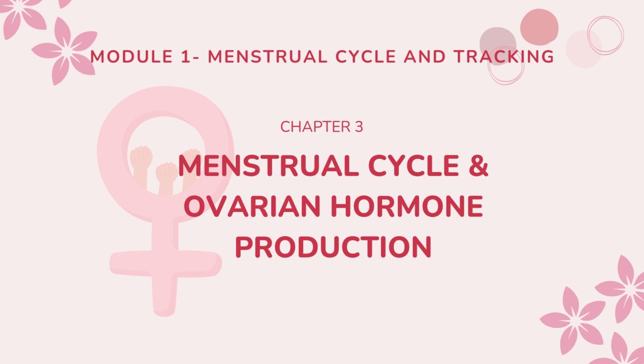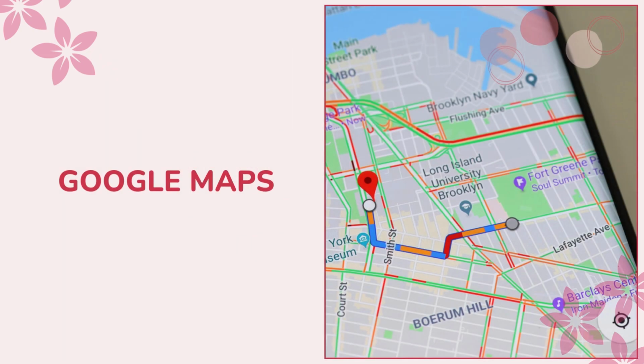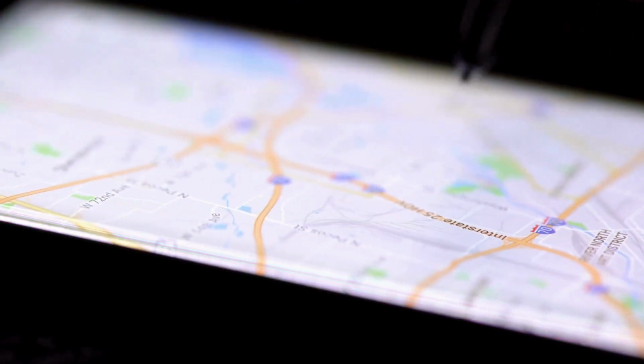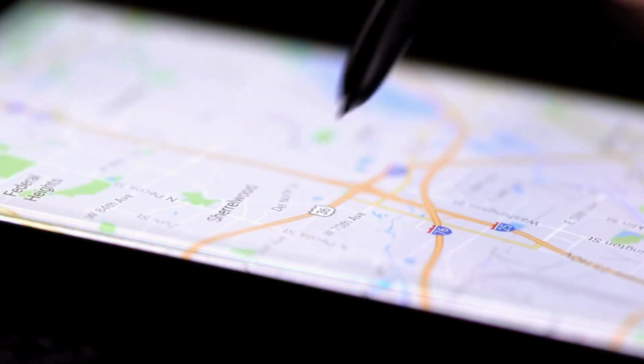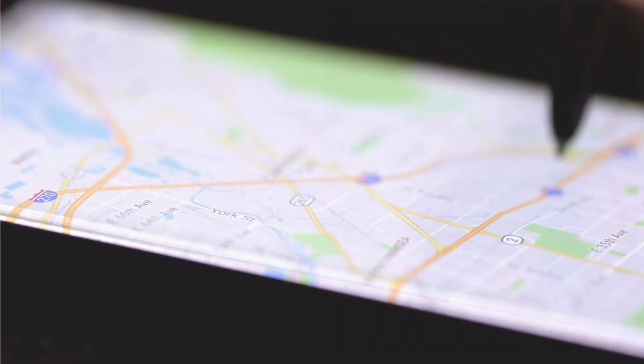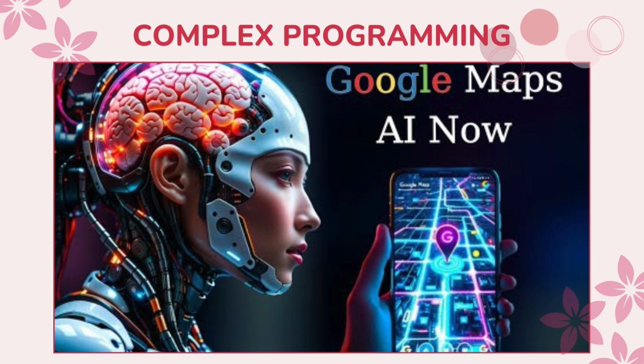Today, I'm excited to welcome you to Chapter 3, the menstrual cycle and ovarian hormone production. Before we dive in, I want you to think about an app, something like Google Maps. It's simple and easy to use, and it's made our lives so much easier, right? But as we know, there is some serious complex programming happening behind the scenes to make it work smoothly and reliably.